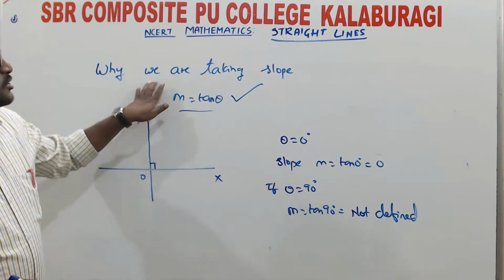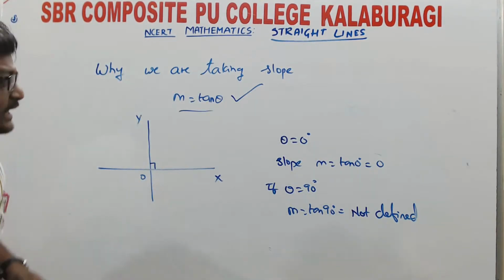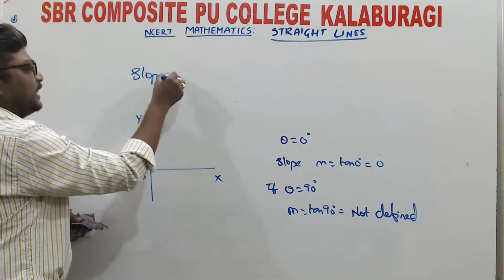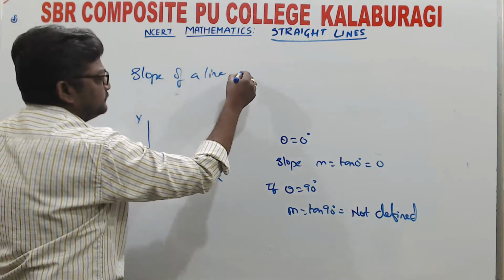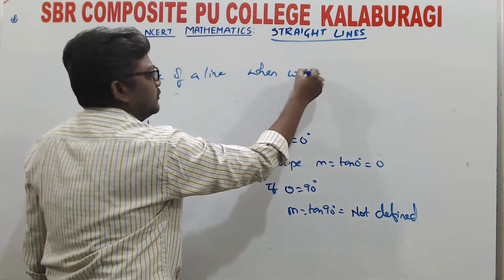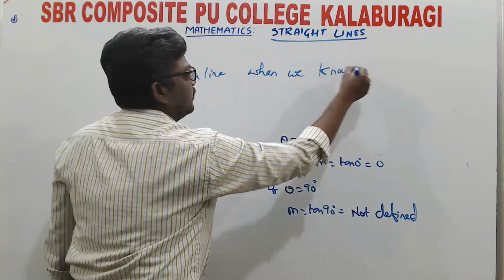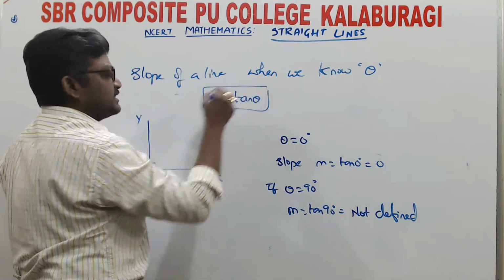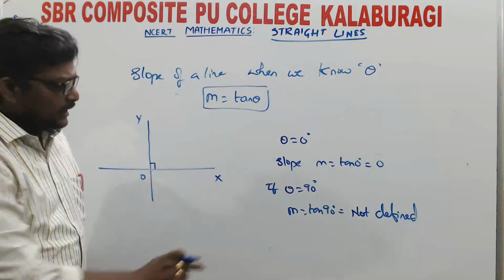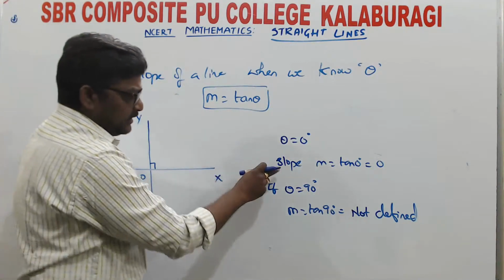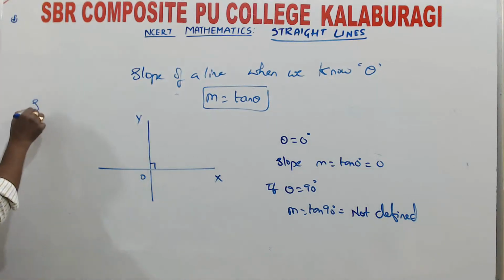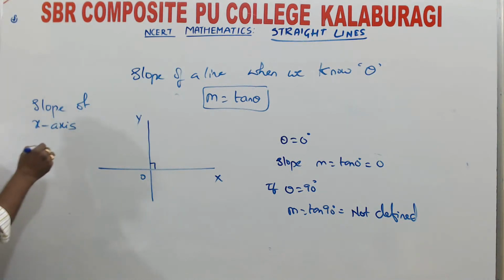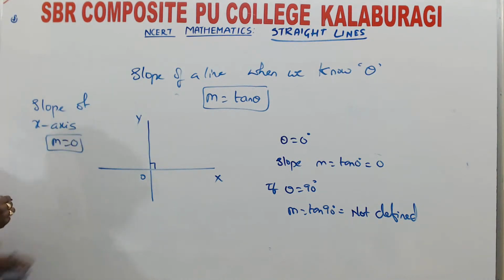For that purpose, for the slope of a line, when we know the angle theta, we always take the formula m equals tan theta. The representation of the slope we have taken as m. And with this we can derive, with this we derived the slope of the x-axis. Slope of the x-axis, m equals what are we getting? 0. Is that my initial?